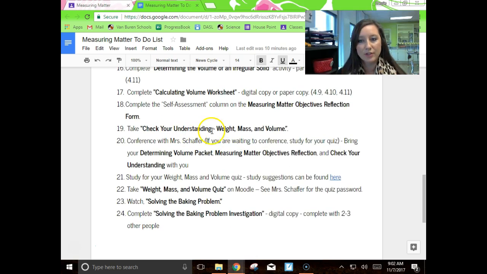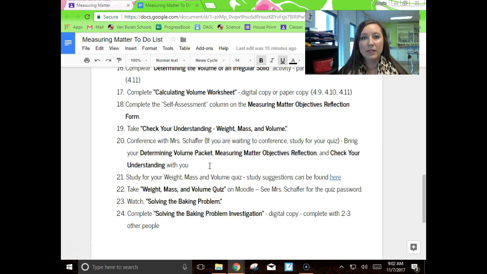After they take the Check Your Understanding independently, they come back and we have a one-on-one conference, and we'll go over that and a few of their objective reflection form pieces as well, which I'll pull up for you to look at in a second. And we make the decision whether or not they're ready to take their assessment. So in this case, it would be a quiz on this section.